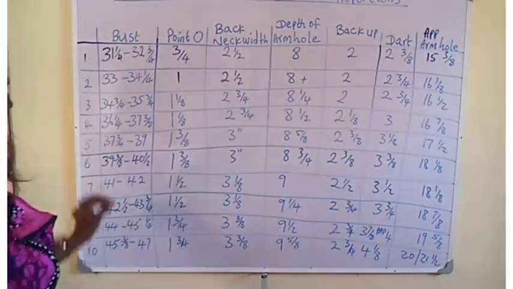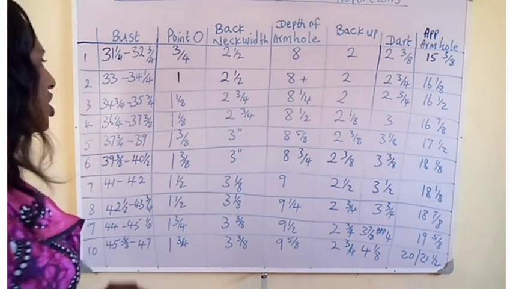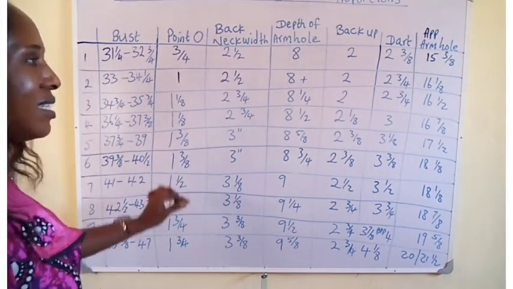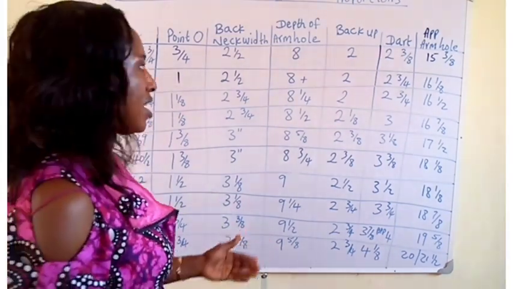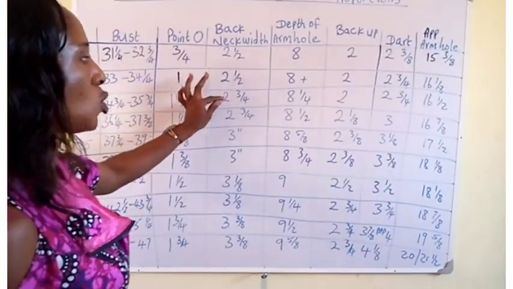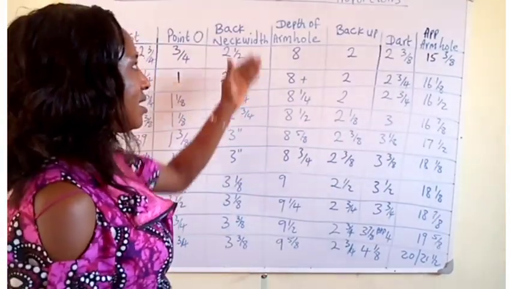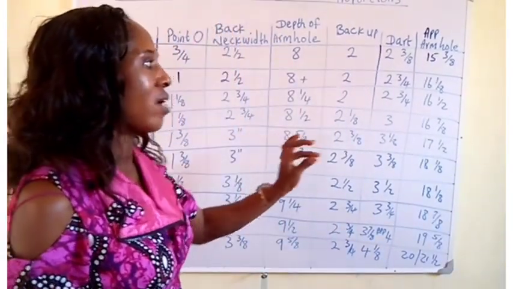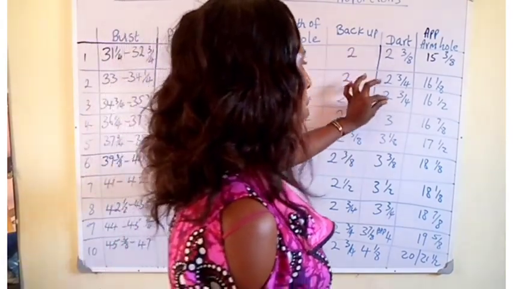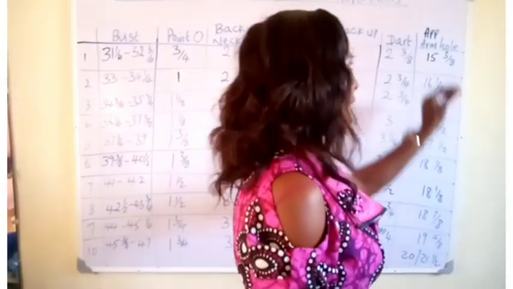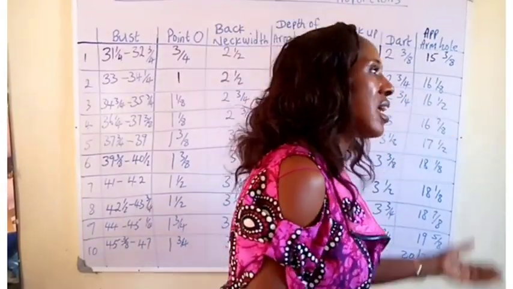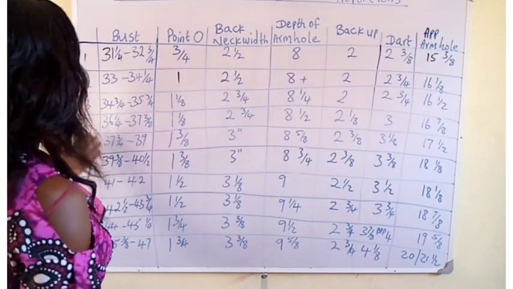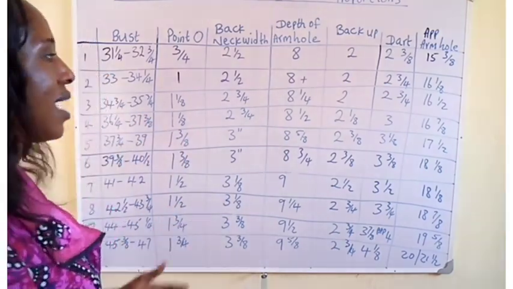Coming down, we have bust 34 3/4 inches and bust 35 3/4 inches. Point O for these bust sizes is 1 1/8 inches. The back neck width is 2 3/4 inches. Then the depth of armhole is 8 1/4 inches, and the back up is 2 inches. Then the depth of that is 2 3/4 inches, and the approximate armhole is 16 1/4 inches. The same applies with all bust sizes.